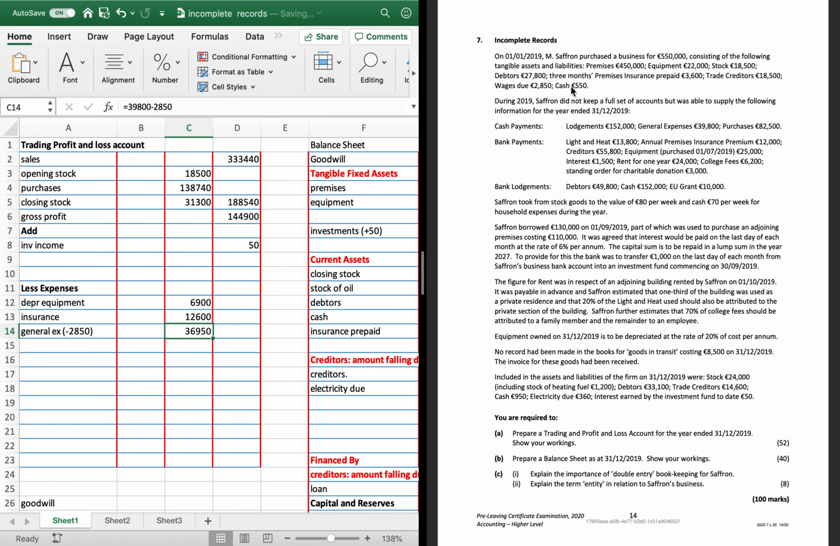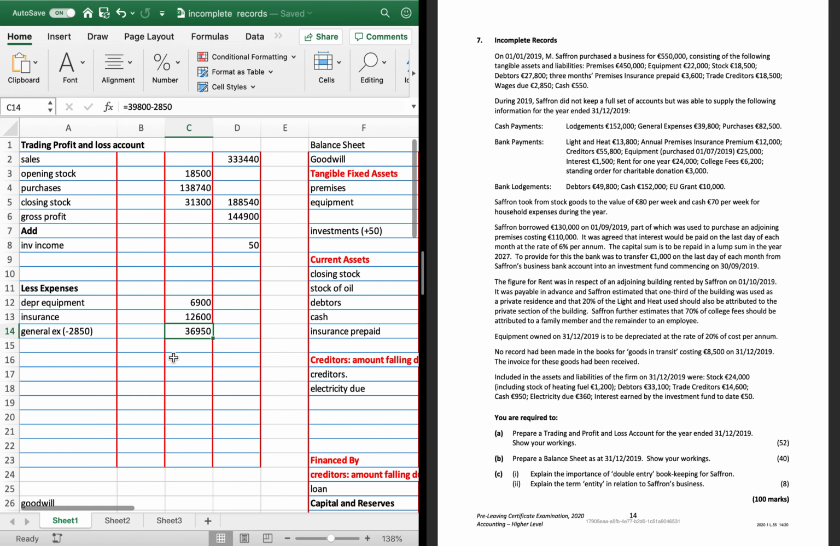Cash, you don't do anything with. You use that cash already to work out your cash sales. Okay, so I have a lot of it done now. So we're into the end game in this. We put in all of these things if they haven't gone in already. So the lodgements of 152, that's a contra entry. It's that one there. So we don't do anything with that. General expenses we've done, purchases we've done.